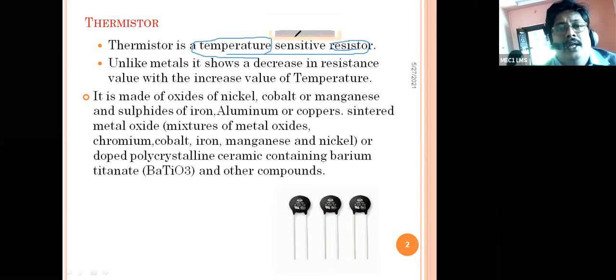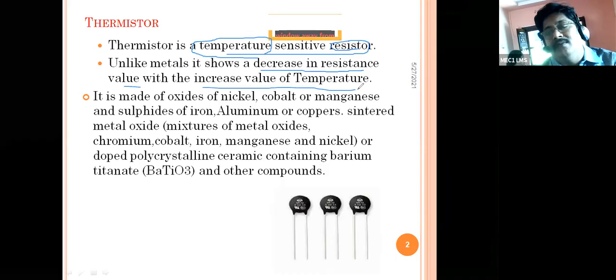Unlike metals, this thermistor has a specific function. If you observe clearly, there is a decrease in resistance value with an increase in temperature. When the temperature value increases in the thermistor, there will be a decrease in the resistance value. That means it is inversely proportional to the temperature. That is the specific function of this thermistor.